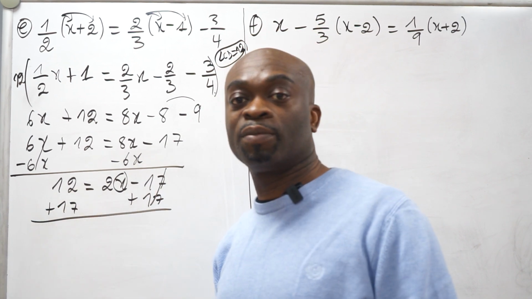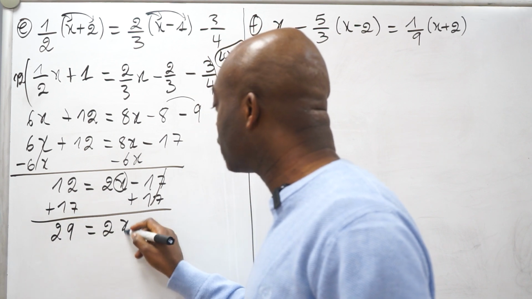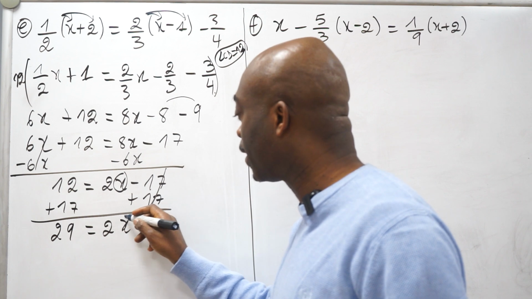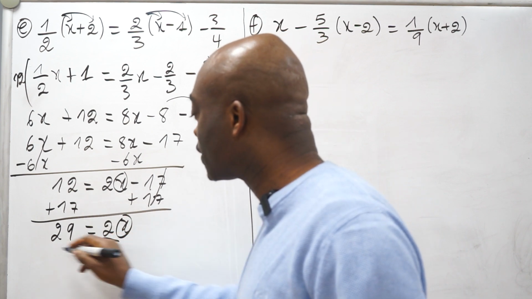17 plus 12, which is 29, equals 2x. Do not forget we're solving for x. That's your target. So that means you got to get rid of the 2 by doing what? Dividing by 2 both sides.